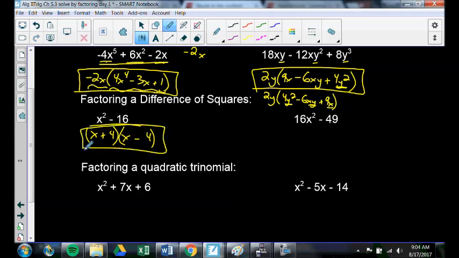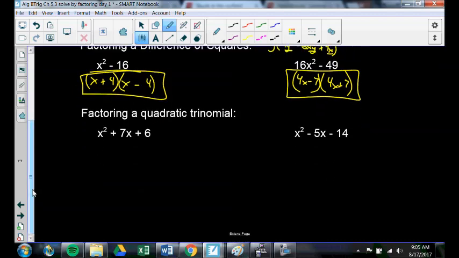So these are both perfect squares. This would be 4x minus 7 times 4x plus 7, and this is now factored. A difference of squares is very, very simple to factor, but also somewhat common and quite useful, so look for that whenever you can. But where we'll spend most of our time is factoring a quadratic trinomial. Quadratic means biggest power is 2. Trinomial means there are 3 terms.